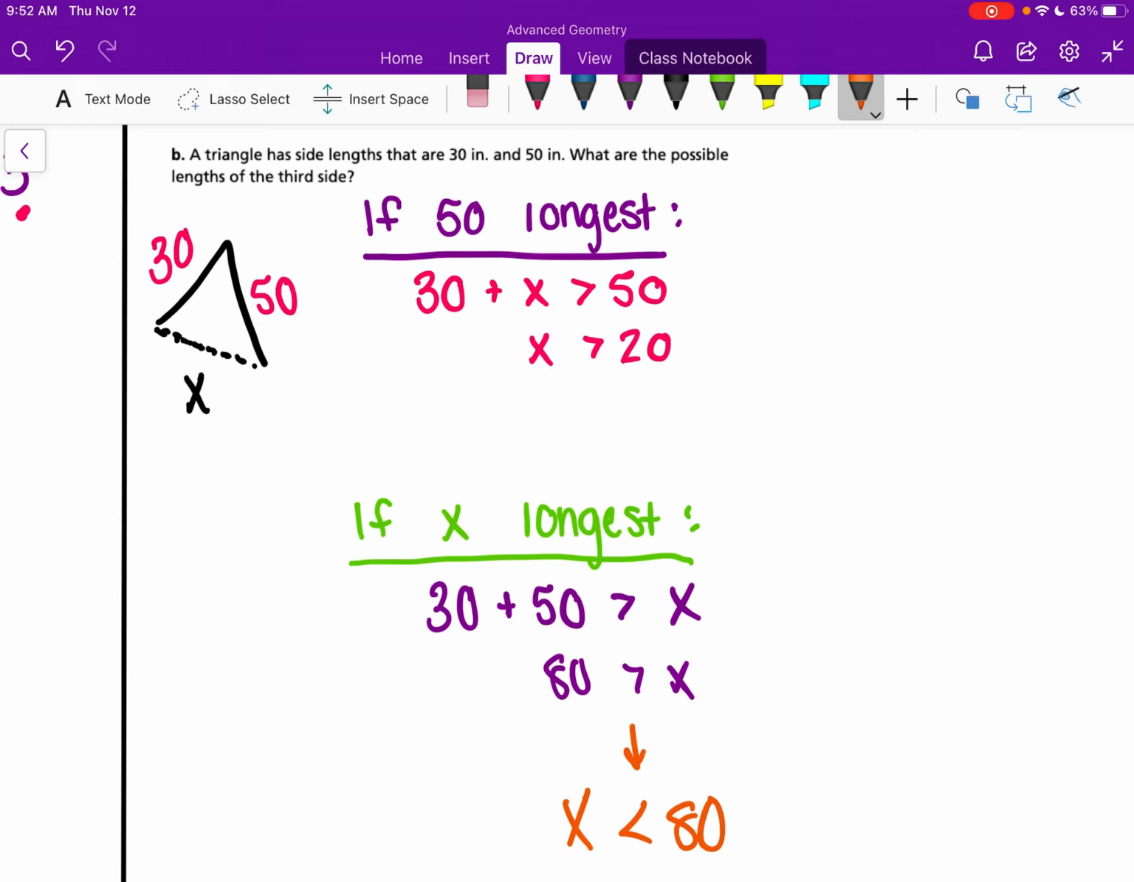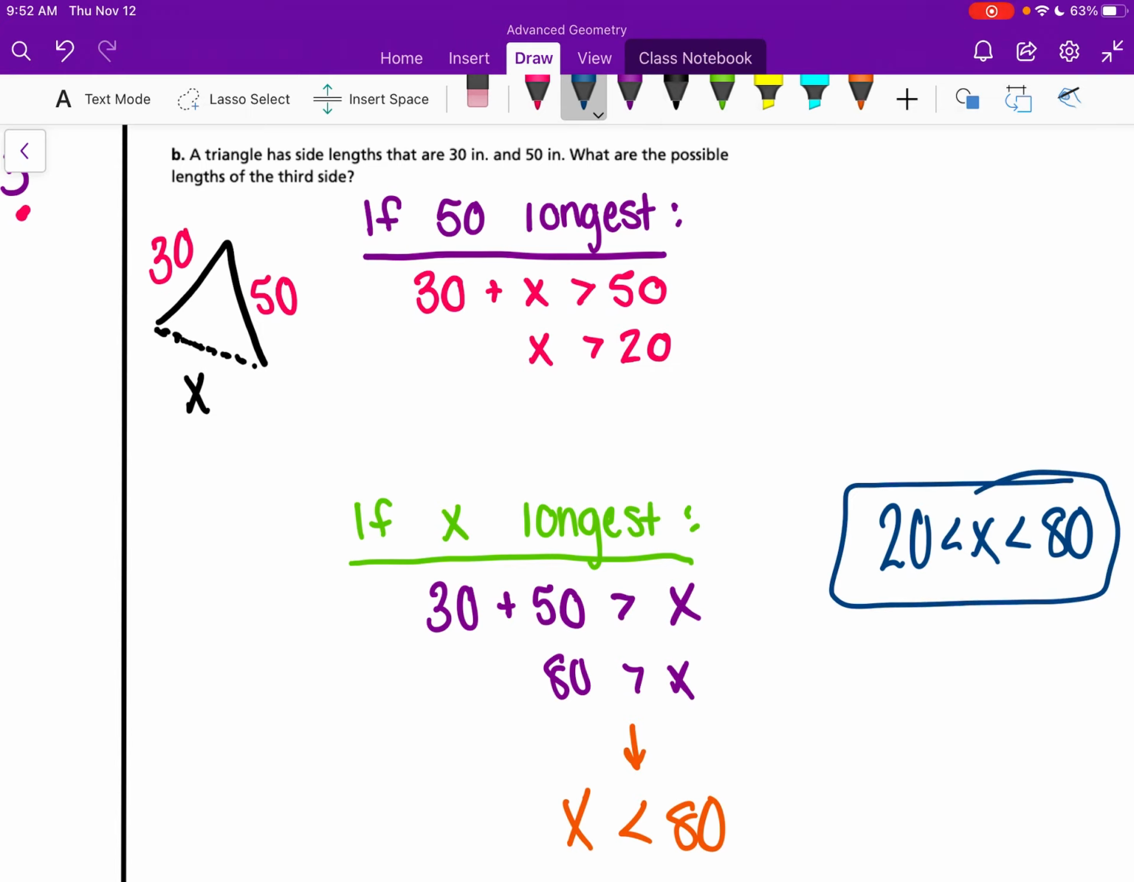And now I can write this as a range of between 20 and 80. So in order for this to be a triangle, we have to be between 20 and 80 inches. So 20 is less than x is less than 80 is how we write those compound inequalities, if you remember from Algebra 1, where the inequality sign has to go the same direction. That'd be the same as 20 is less than x. We just flip it around.